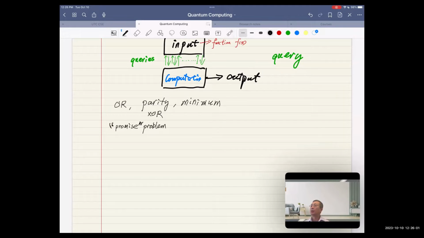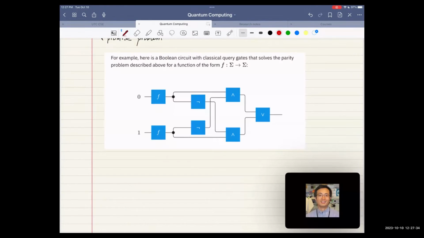The bar is not. The upside down V is and, and the V is or. That's all. Okay. So that's the input. And this must be the XOR gate then. This must be the Boolean circuit for XOR.